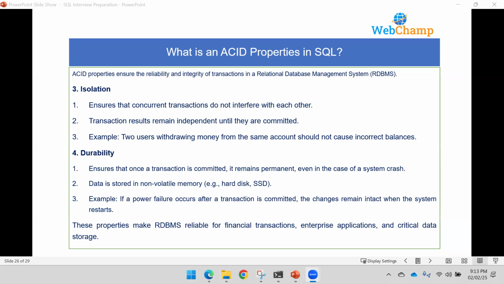These properties make a relational database management system reliable for financial transactions, enterprise applications, or critical data storage. This is nothing but ACID properties: atomicity, consistency, isolation, and durability. So I hope you got the idea about what ACID is and why it is important with respect to business.